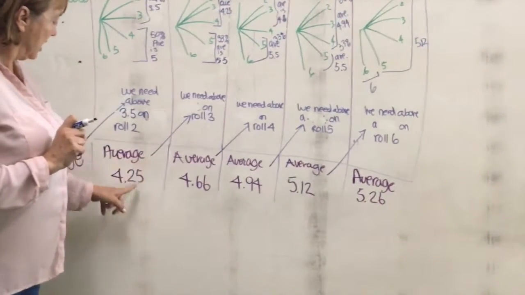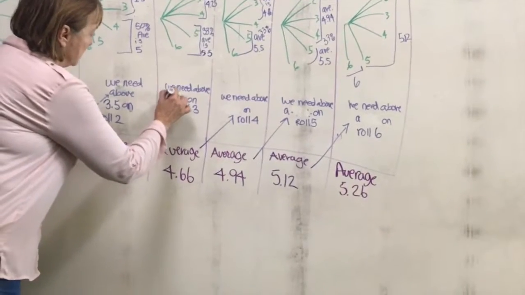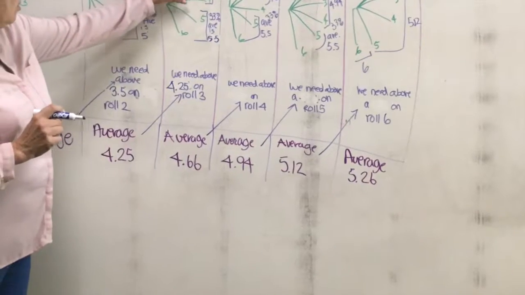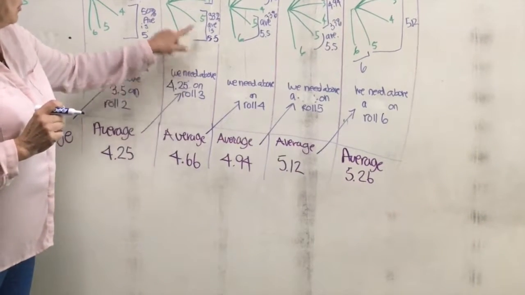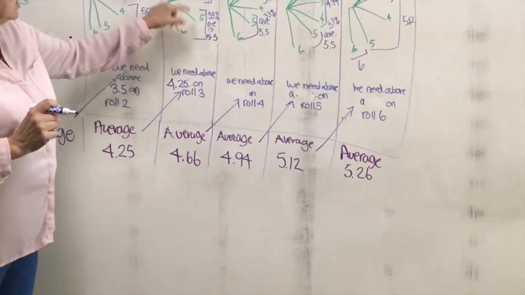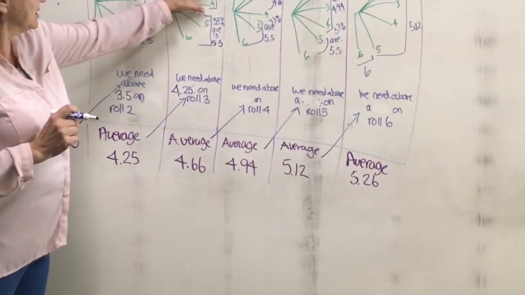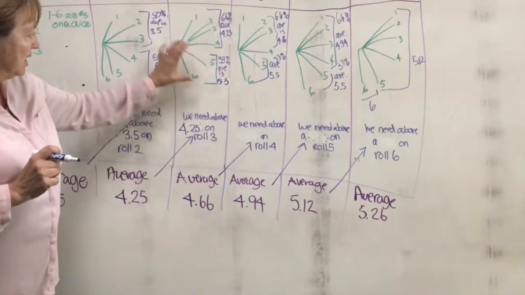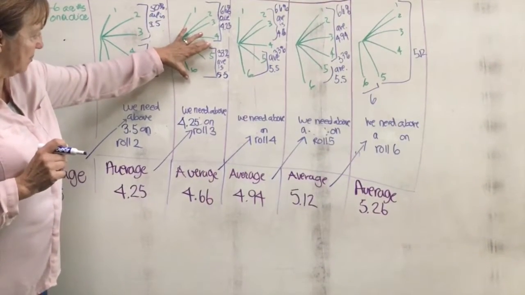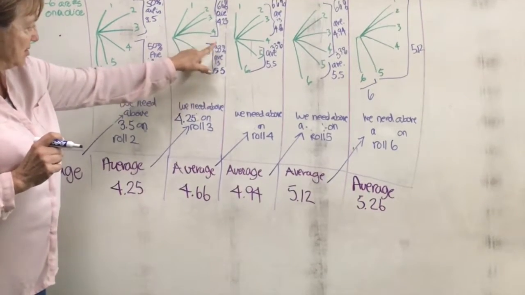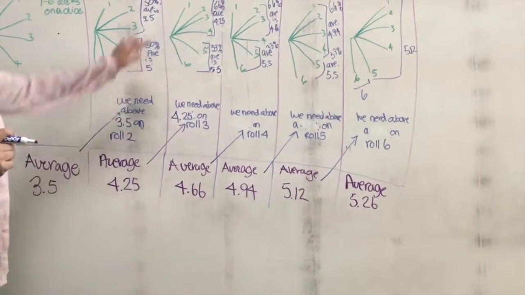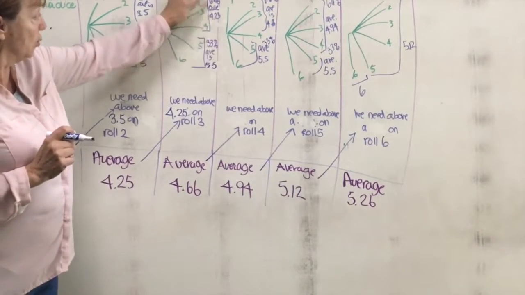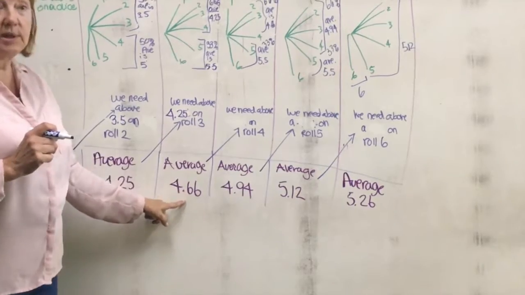On roll 3, we need above a 4.25. Now, the numbers above a 4.25 are only 5 and 6. So 66%, or 2/3 of our numbers, average 4.25, and our 2 numbers that are above, 5 and 6, their average is 5.5. We average these numbers together with the 2/3 and the 1/3, we get 4.66.